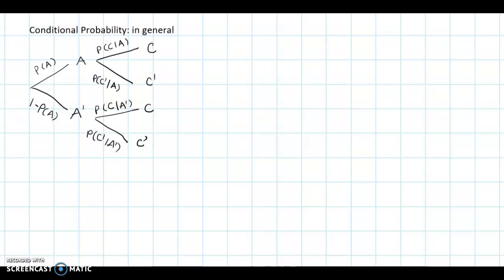Okay, so we have two events, A, C. We have some information. The minimum information we need to know here is the probability of A, and then we need to know how likely C is to happen if we already know that A happens, and how likely C is to happen if we already know that A does not happen. So we have those pieces of information, and then the typical question is that for part A, we are asked what is the probability of C happening.